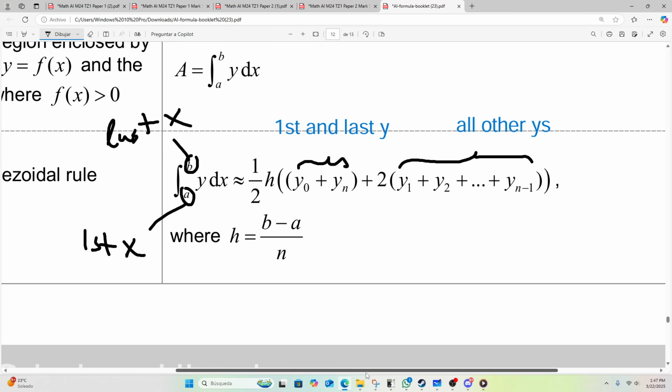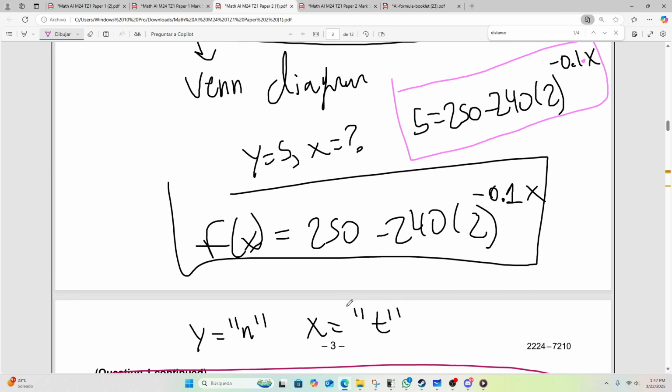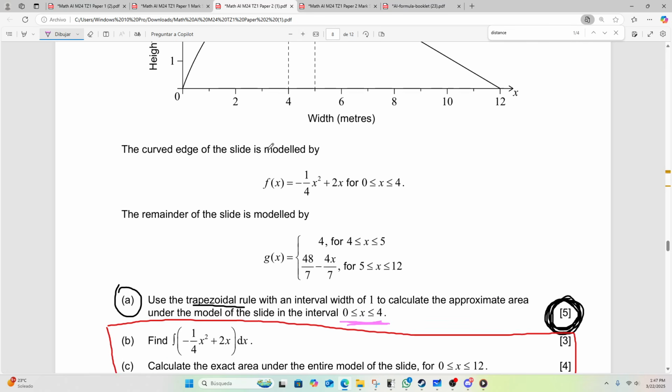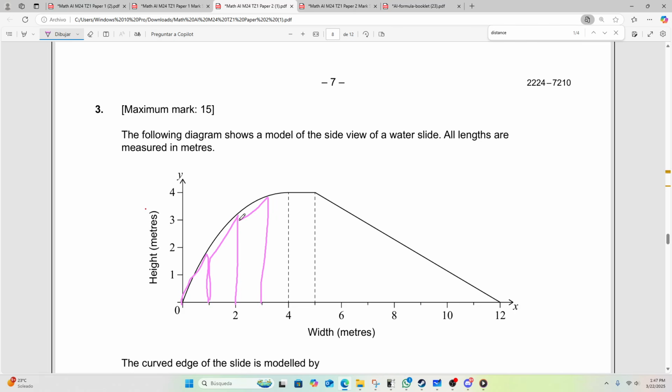Okay? Now notice the trapezoidal rule, the intuition I can share with you is that it is for area under the curve. So paper 2 over here asks you to use the trapezoidal rule from 0 to 4. And so what does a trapezoid look like? Well, basically what you would be doing here is drawing this trapezoid, drawing this trapezoid, drawing this trapezoid, and drawing this trapezoid.